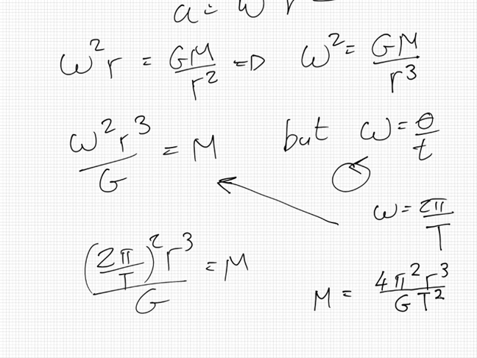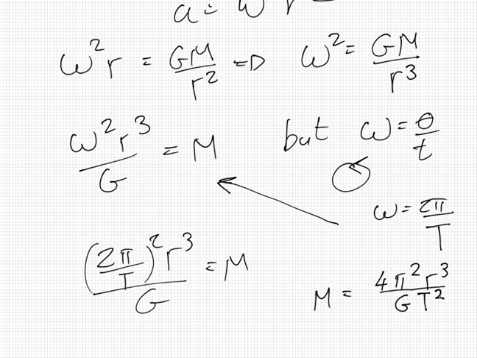So what have I done? I have produced a formula. What's the big M? Mass of the Earth. What's the small r? The radius between the Earth and the Moon. And the big T? The time taken for one revolution. Now, how long does it take for the Moon to go around the Earth? About 28 days.